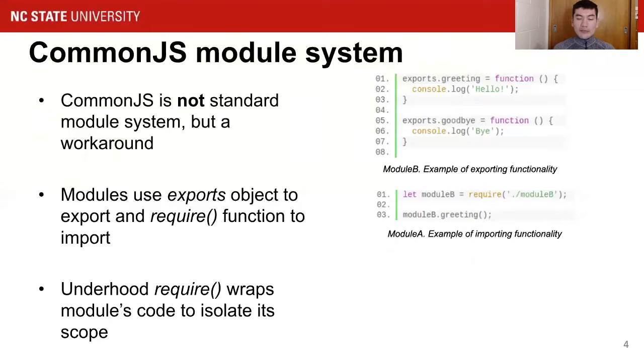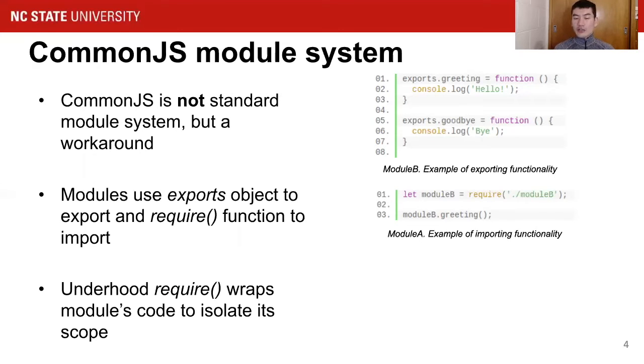Now the CommonJS module system, or we should say it's sort of a convention. First of all, CommonJS is not a standard module system, but sort of a workaround. JavaScript in 2009, when Node.js was developed, didn't have any kind of syntax to implement modules, and the developers came up with the CommonJS convention. In CommonJS, modules use the exports object to export and the require function to import other modules.